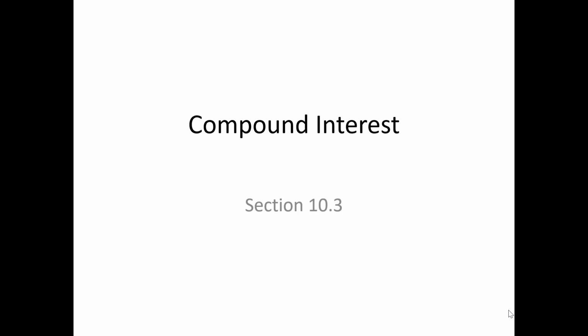Okay, so section 10.2, we were talking about simple interest, but that is not the way most financial institutions work. And so in section 10.3, we talk about compound interest.